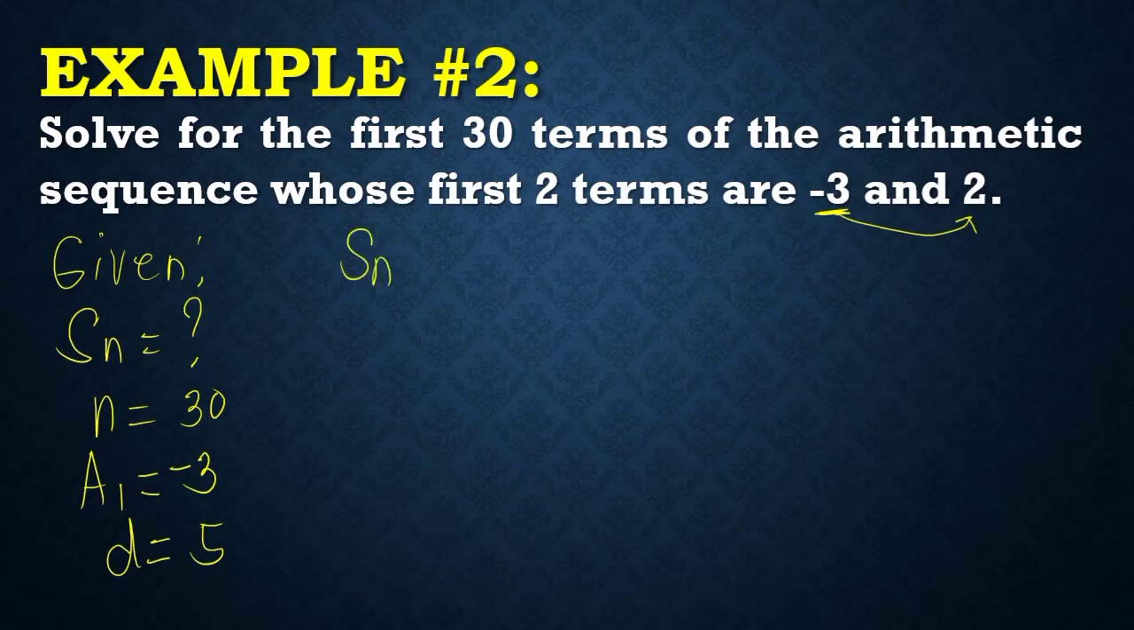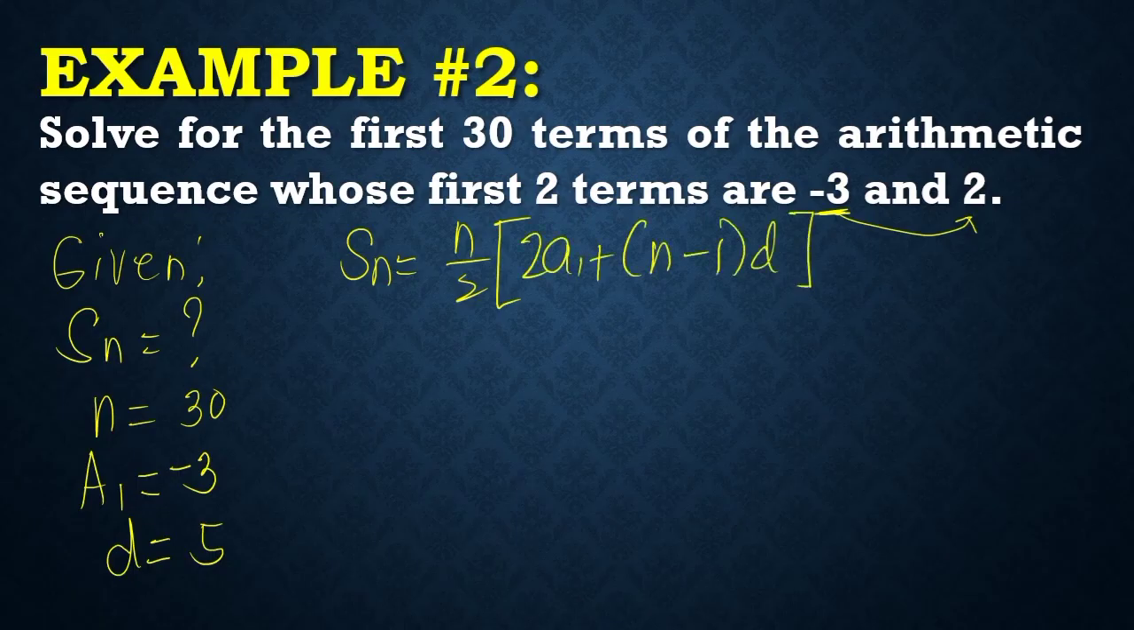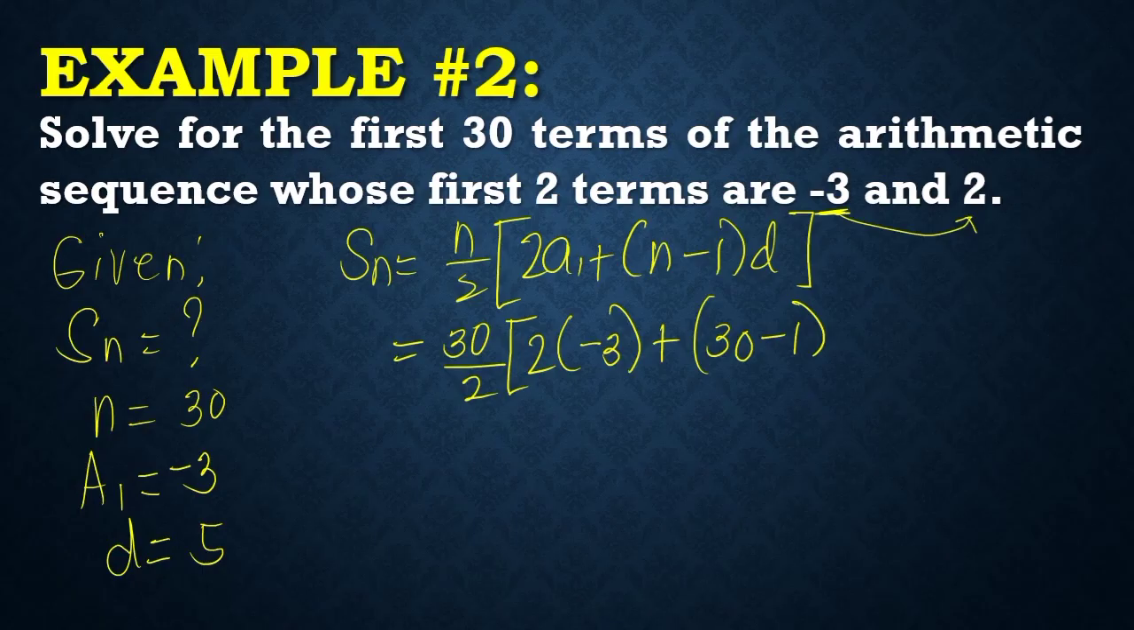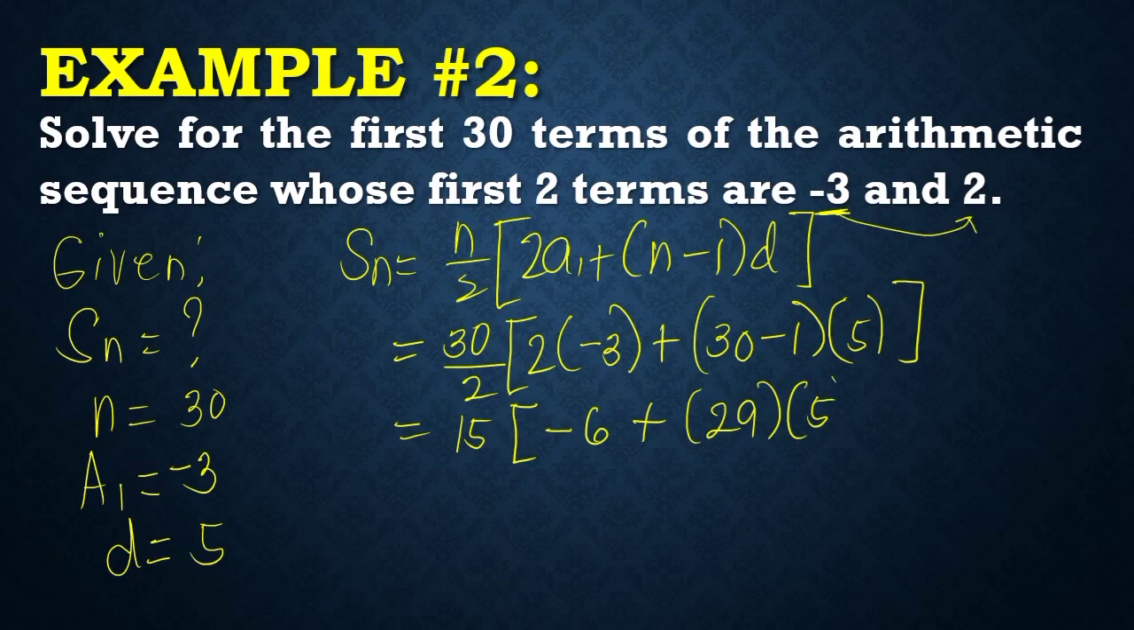Applying the formula, S sub n is equal to n over 2 times 2a sub 1 plus the quantity n minus 1 times d. Okay. Again, n is 30 divided by 2. And then 2 times the first term, negative 3 plus n is 30 minus 1. And then times the common difference, 5. 30 divided by 2, that is 15. And then the quantity, 2 times negative 3, that is negative 6. Plus 30 minus 1, that is 29, times 5. And then 15 times negative 6 plus the product of 29 and 5 is 145.